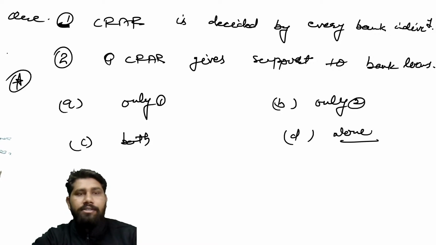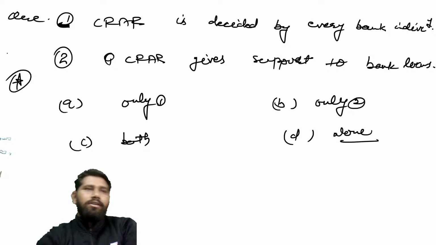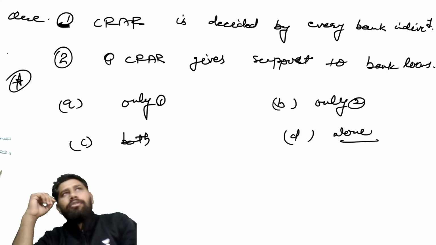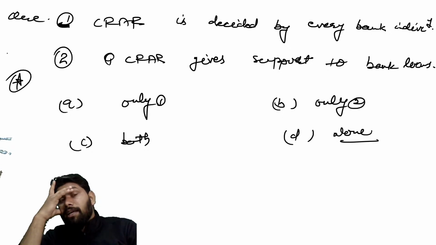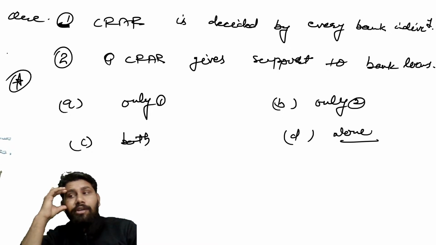CRAR means, guys, capital to risk weighted assets ratio. You should know the basic things related to this concept. Again, I would like to suggest to all of the students that the terms related to economy are highly important. They can be asked directly in the actual exam. So make sure that you are remembering them.